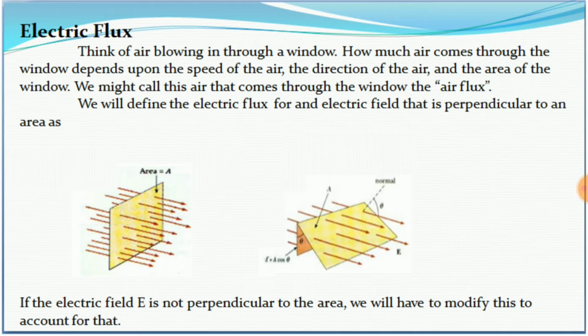Okay, next topic is electric flux. Think of air blowing in through a window. How much air comes through the window depends upon the speed of the air, the direction of the air and the area of the window. We call this air that comes through the window the air flux.